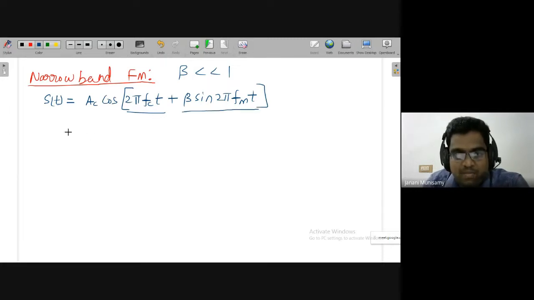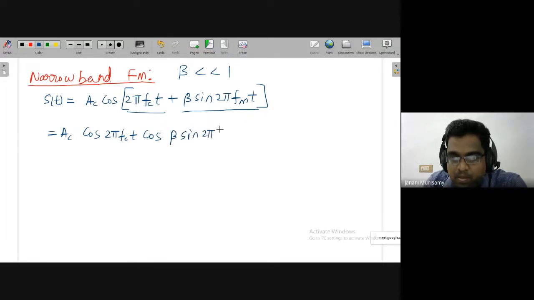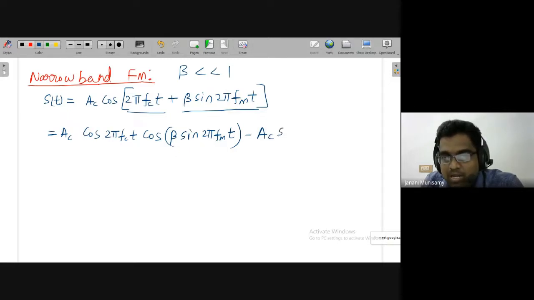That means the cos(A plus B) formula. Just expand it. So AC cos(A plus B) is cos A cos B minus sin A sin B. Again, AC is common, so I am taking it here also: AC cos A cos B minus sin A sin B, where A is sin 2 pi FCT and B is sin of beta sin 2 pi FMT.